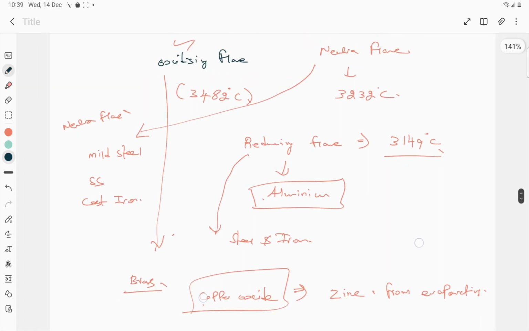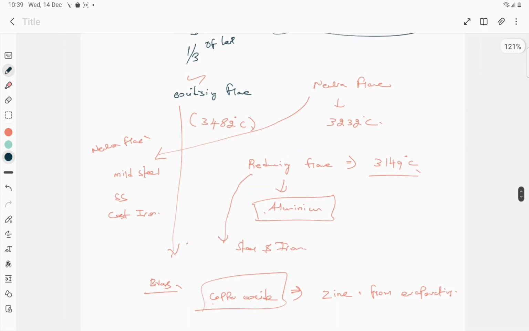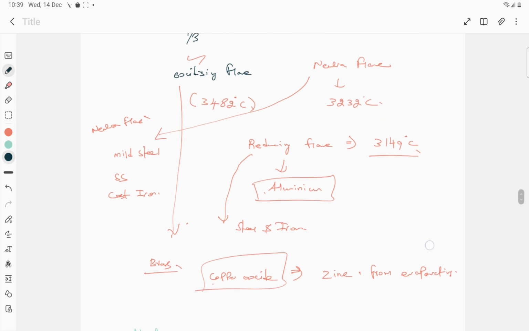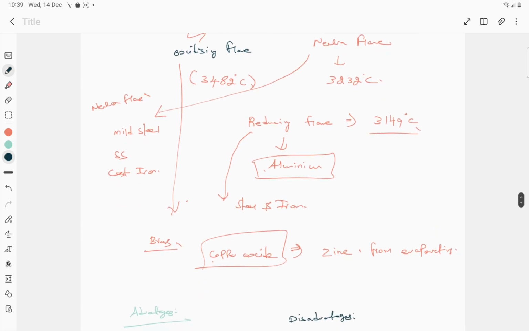So application aspects, as discussed in the types of flames, depending upon the type of flame, we can join aluminum or brass or this ferrous based material.